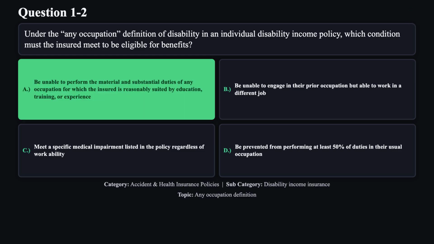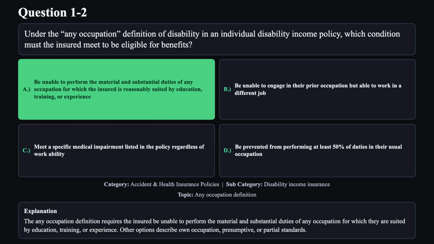The correct answer is A. The any occupation definition requires the insured be unable to perform the material and substantial duties of any occupation for which they are suited by education, training, or experience. Other options describe own occupation, presumptive, or partial standards.